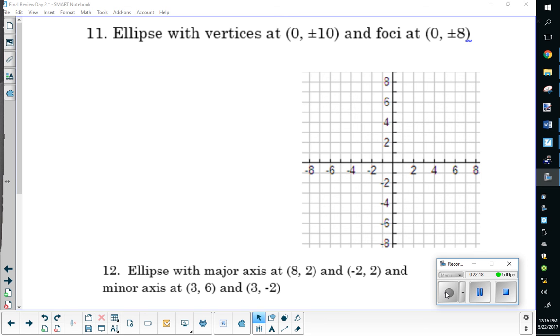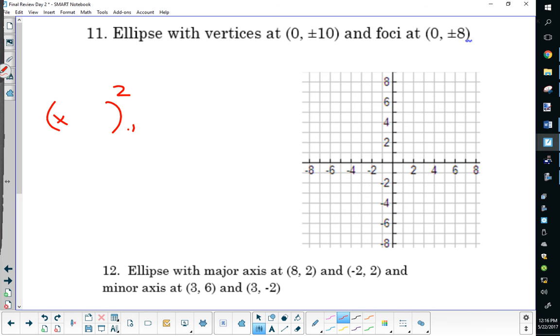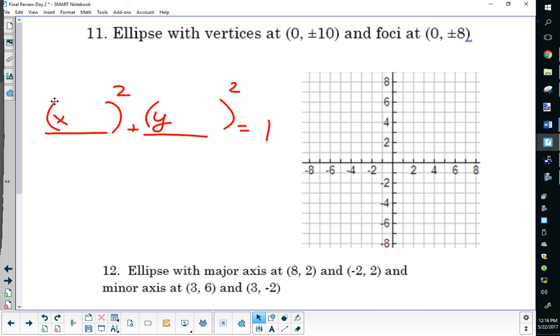Number 11 says write the equation of the ellipse. So as soon as I read that, I know it's going to look like this. We're going to go pretty quick on this one since we just did it the other day. The vertices are at plus or minus 10, so it's a little bit off my graph. I didn't make it big enough, but it's okay. And my foci are at 0, plus or minus 8.